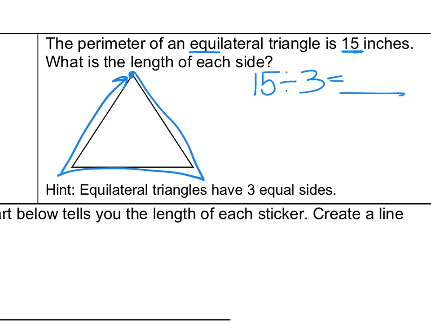Something times 3 equals 15. That would be 5, and our unit is inches. So each one of these sides is 5 inches. And our hint was that equilateral means equal sides.